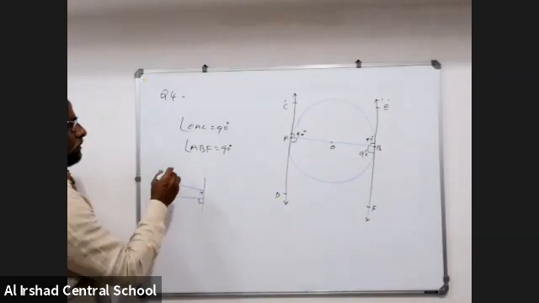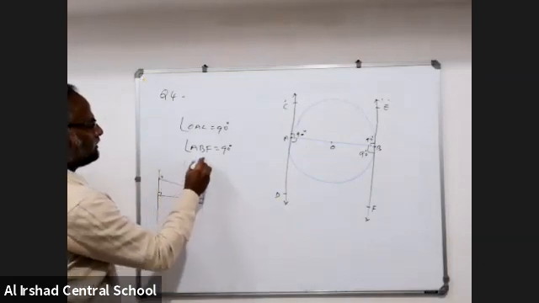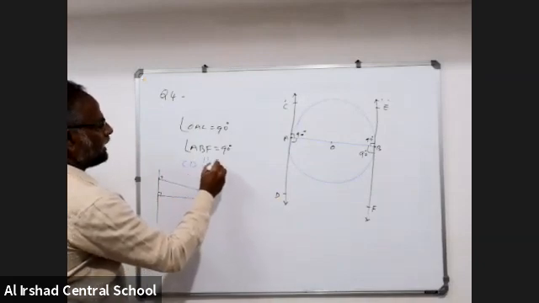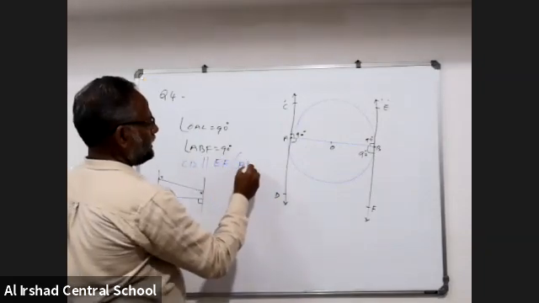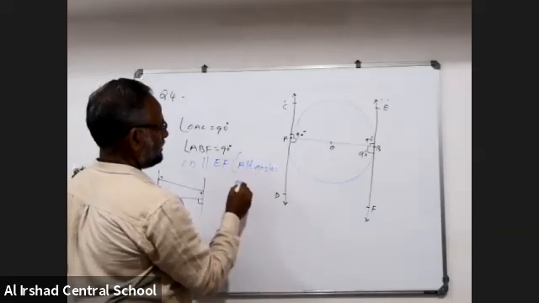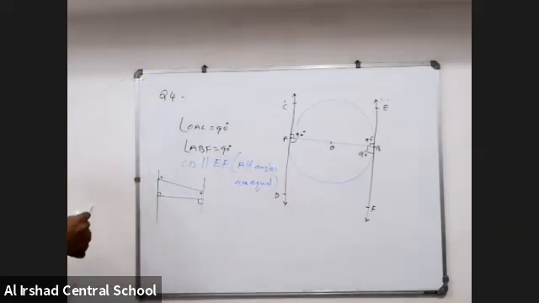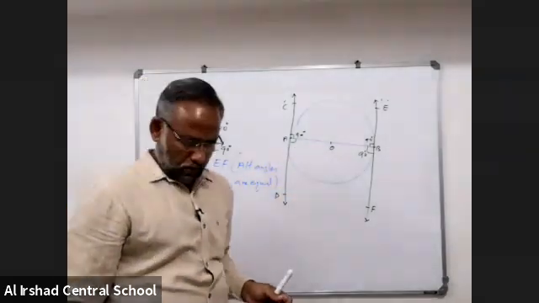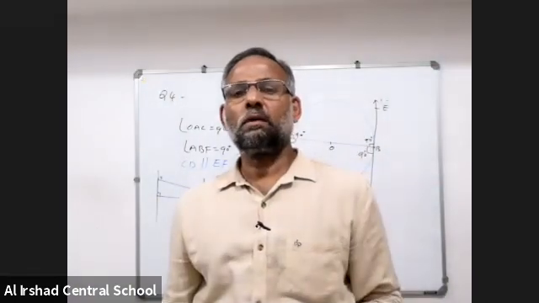Okay. We can write here line CD parallel to line EF. Why? Because alternate angles are equal. If alternate angles are equal, lines are parallel. You proved it. That is over.